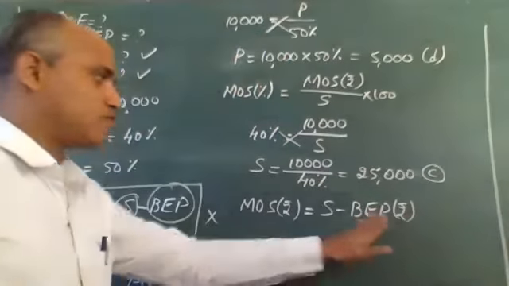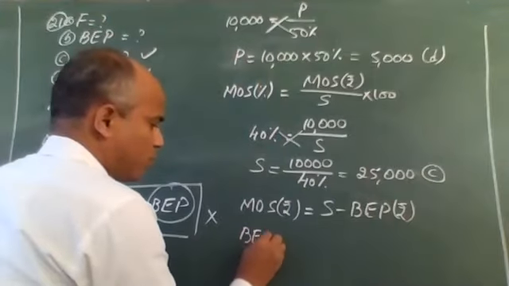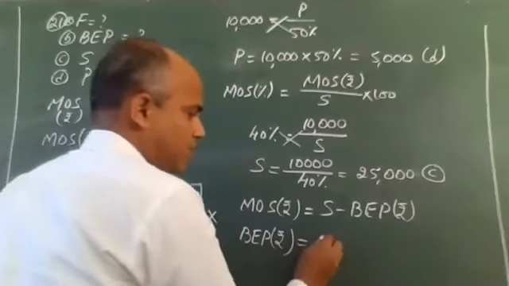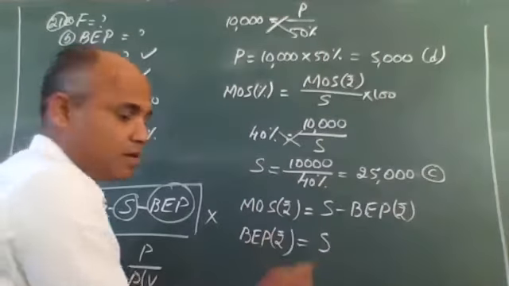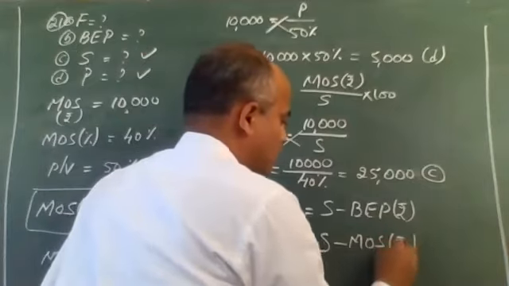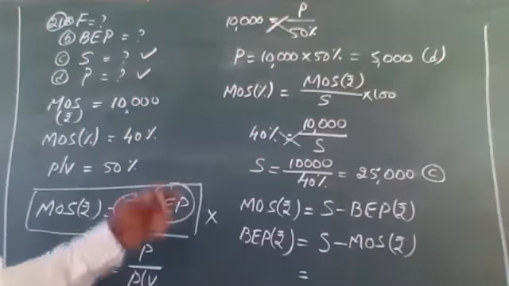Now, this minus BEP comes to the left-hand side, it becomes plus. So break-even point in terms of rupees is equal to sales will be in its place. This plus MOS rupees going the other side becomes minus. So margin of safety in terms of rupees. So from sales, if you deduct MOS, you will get break-even point.